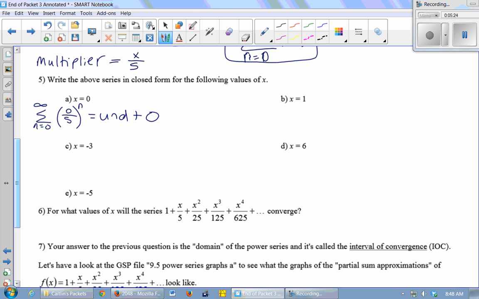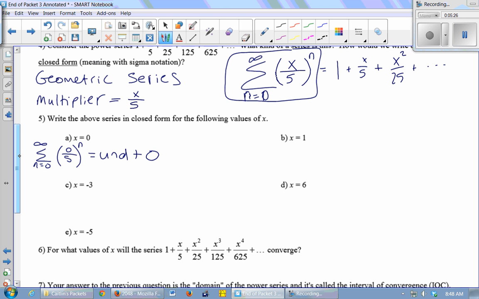All right, if I plug in an x equals 1, then this becomes the sum from n equals 0 to infinity of 1/5 to the n, which would be 1 plus a fifth plus a 25th plus 1/125th, which is just an infinite series, and we know how to deal with that. It's a geometric infinite series. We know it converges because the multiplier is smaller than 1, and we know what it converges to. What does it converge to?